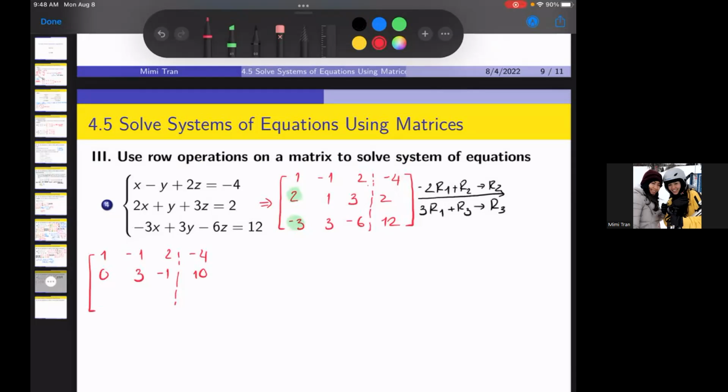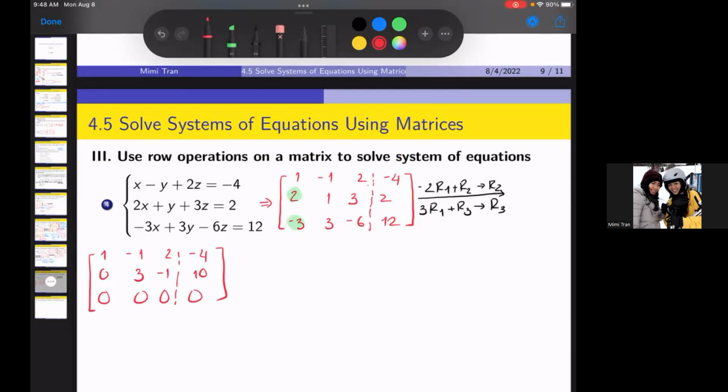So 3 times 1 is 3 plus negative 3, 0. 3 times negative 1 is negative 3 plus 3, 0. 3 times 2 is positive 6 plus negative 6, 0. And 3 times negative 4 is negative 12 plus 12 is 0. When you have all 0 in the bottom, what happened? What does that mean?